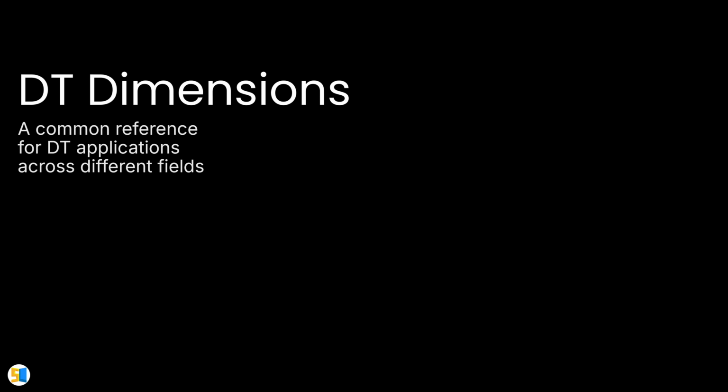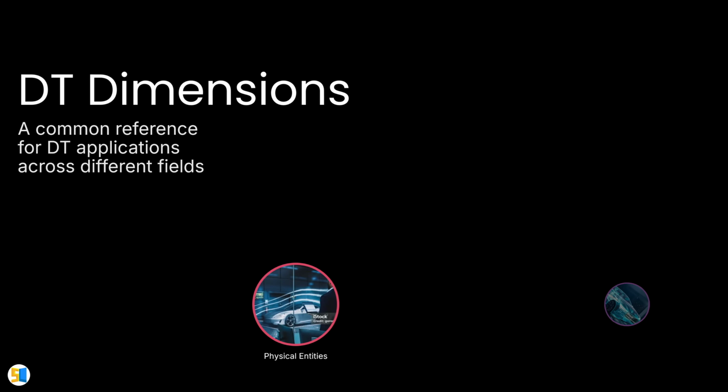This slide is about a common reference of components for DT applications across different fields. First is the physical entities. This dimension encompasses the physical assets and industrial systems in the real world. Data is collected from these entities to capture their real-time state and behavior.